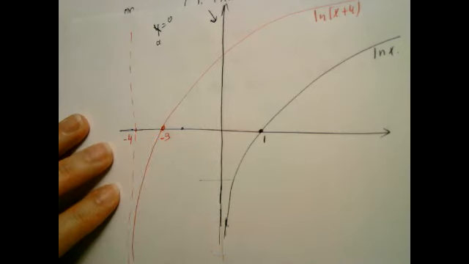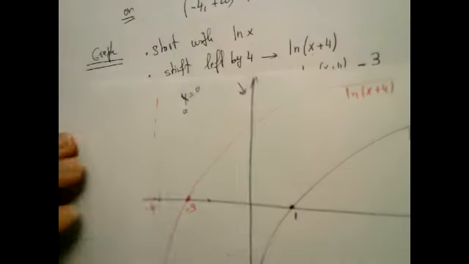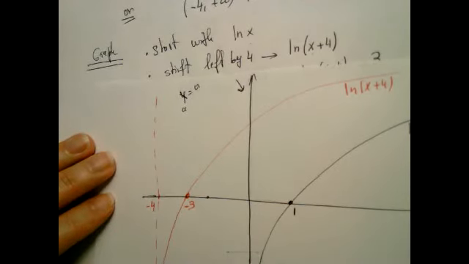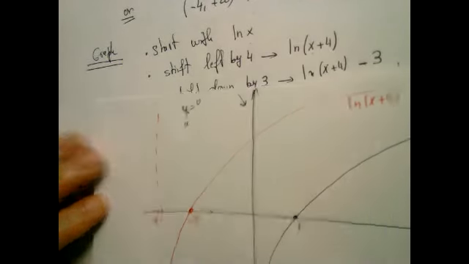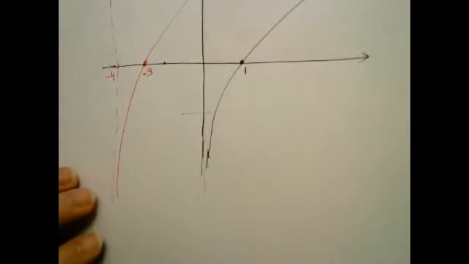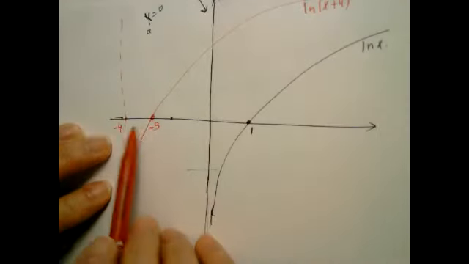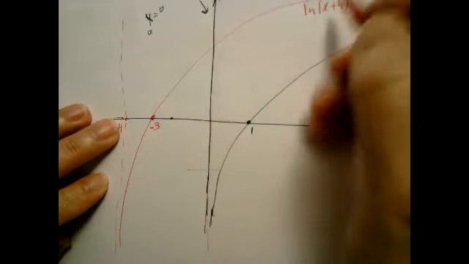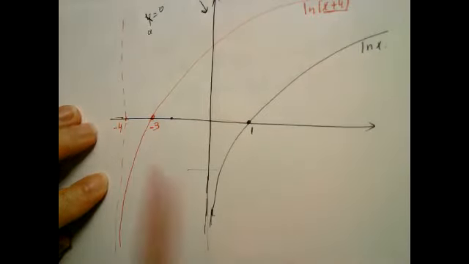Don't you also have to go down 3? Yes, absolutely. I'm doing it step by step. You're absolutely right. Okay, so this is only ln of x plus 4. And it makes sense because this one is defined only for x bigger than -4. So that's why I only have this piece of the graph.